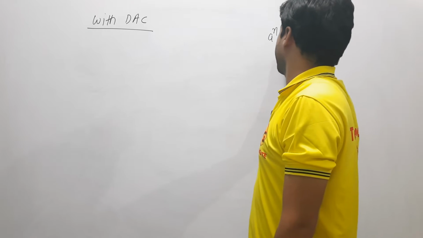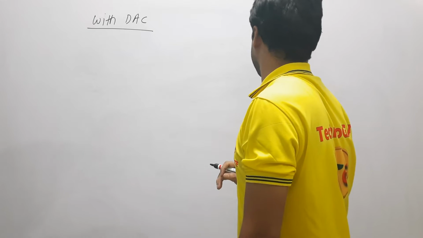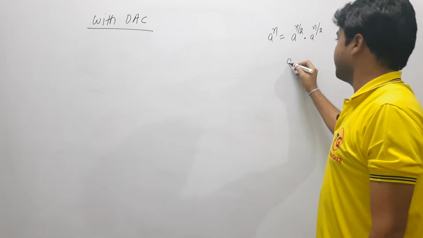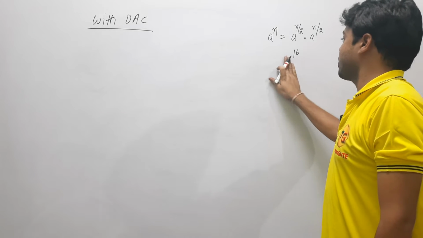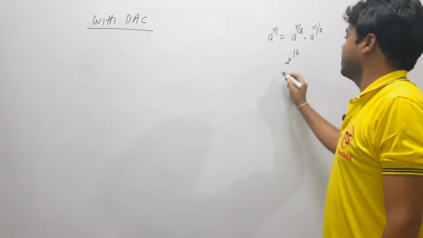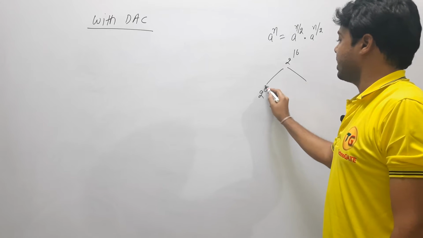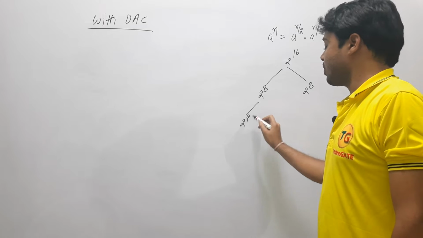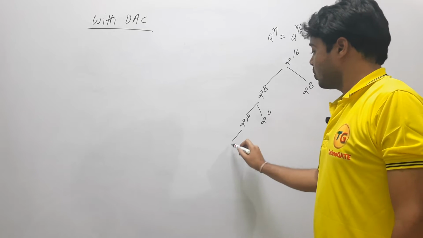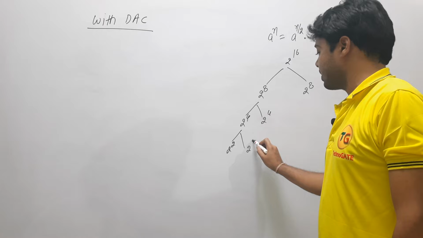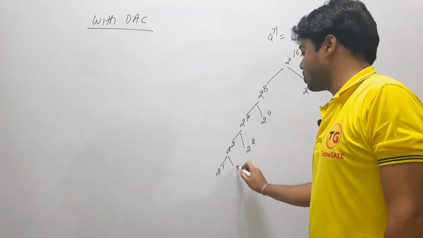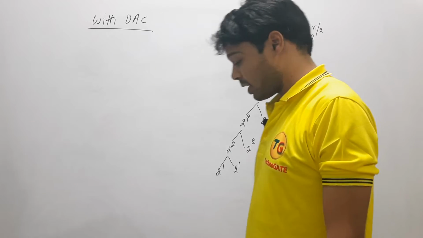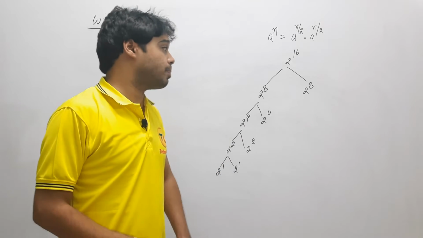Okay. So a raised to power n by 2 into a raised to power n by 2 here. Every time, suppose a raised to power 16 and the base is 2, then 2 raised to power 8, 2 raised to power 8. Next is 2 raised to power 4, 2 raised to power 4, then 2 raised to power 2, 2 raised to power 2, and 2 raised to power 1, 2 raised to power 1. So every time we divide the power.